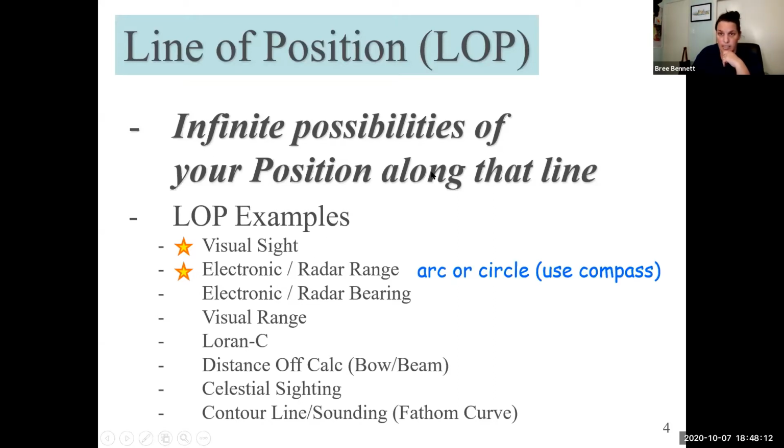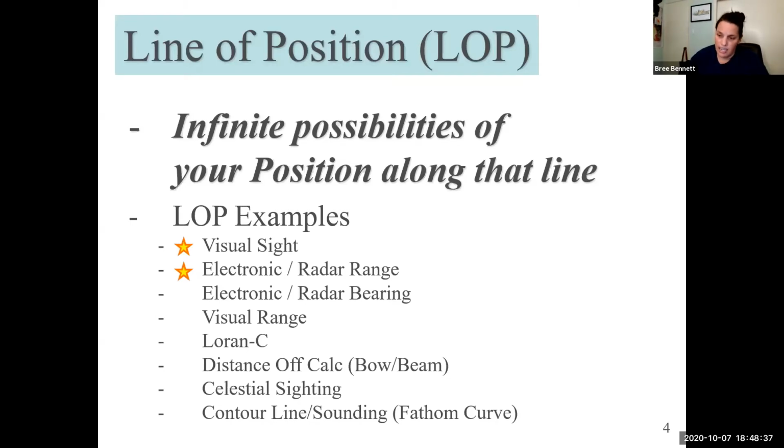You can also get your electronic radar bearing. That's just getting the bearing using your radar. A visual range, which we're going to talk about tonight, is when two things are in line with one another, whether they're offset or right in line. That's called a visual range.